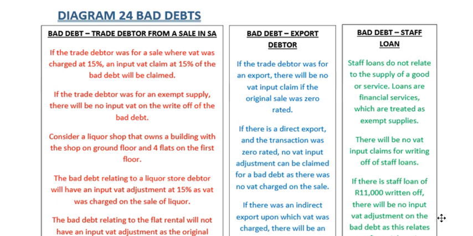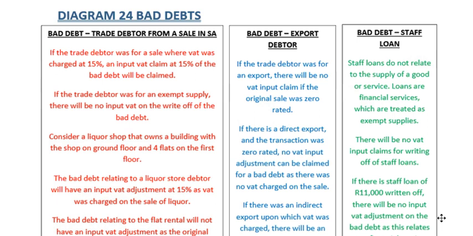Diagram 24 deals with the treatment of bad debts. Now, it depends on what the initial treatment of a transaction was for you to determine what the bad debt treatment is. So you can see I've got three columns there. The first one in red says trade debtor from a sale in SA. The blue one says export debtor. And the green one says staff loan.